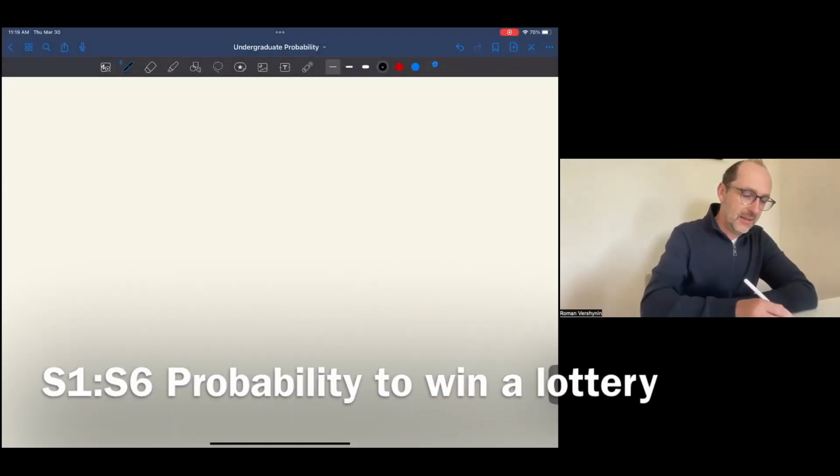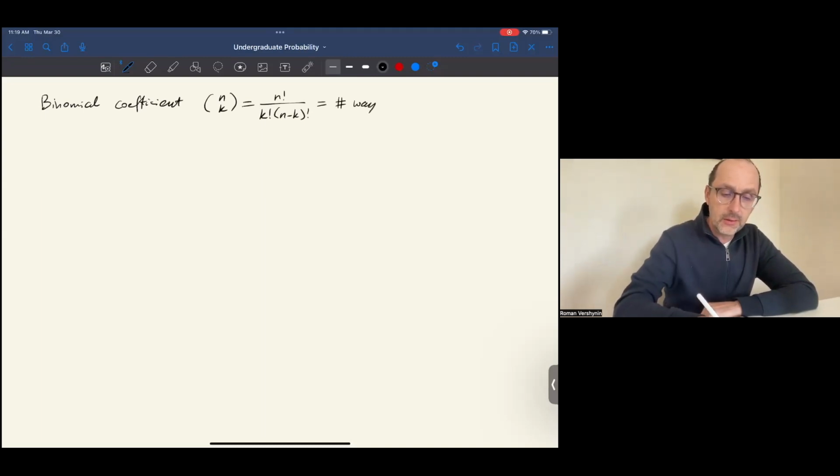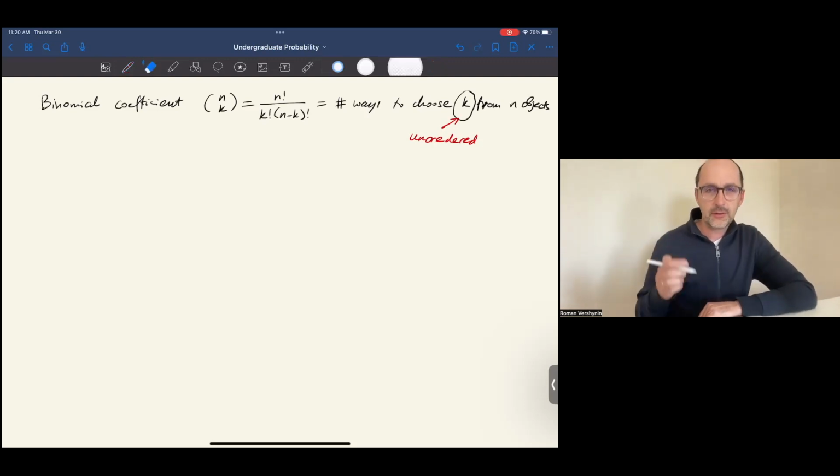Hi, everyone. In the last couple of episodes, we introduced the notion of binomial coefficient n choose k, which is n factorial divided by k factorial divided by (n minus k) factorial. And its meaning is the number of ways to choose an unordered set of k objects from n objects. The important thing is that these k objects be unordered. If we reshuffle them, we don't count this as a different way of choosing them.